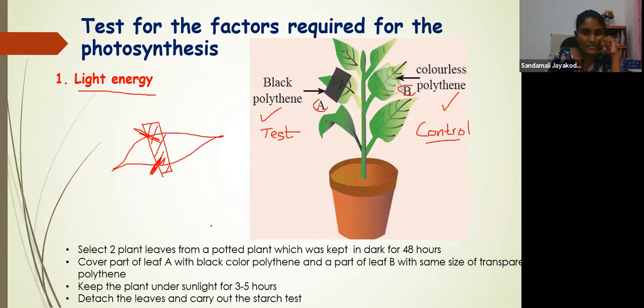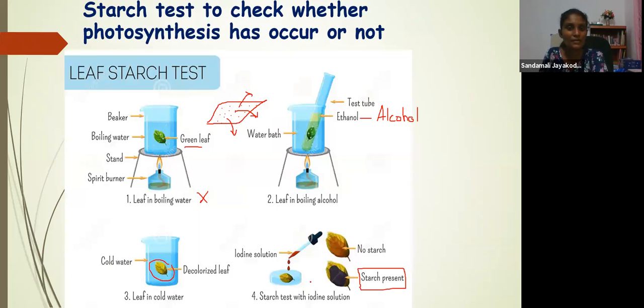And then as the second step we covered. And then as the third step, keep the plant under sunlight for 3 to 5 hours. We have to keep this setup under direct sunlight for 3 to 5 hours. Then we have to take that plant and we have to detach these two leaves. Then we have to do the starch test, which we have performed here. We have to do this starch test for the plucked two leaves.